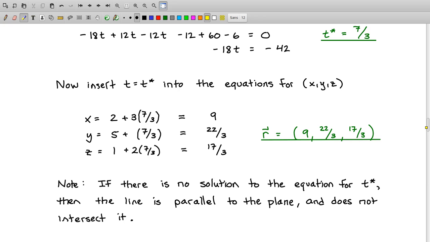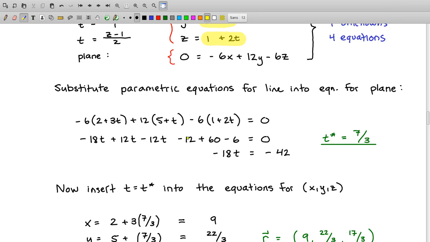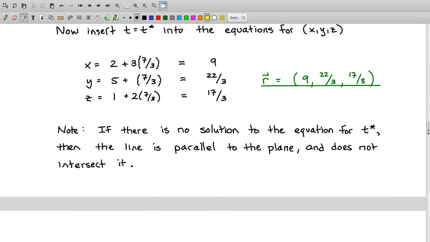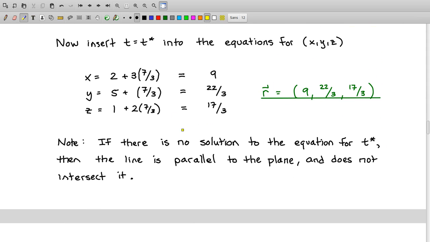Another possible outcome when you're doing this kind of problem is that you find there are an infinite number of solutions. When you get to this step up here where you have a single equation for t, you just get 0 equals 0. That means any value of t is acceptable, which means the entire line is in the plane, and that just means that the line and plane are coplanar. The line is just a subset of the plane. It lives in the plane, which is technically possible.